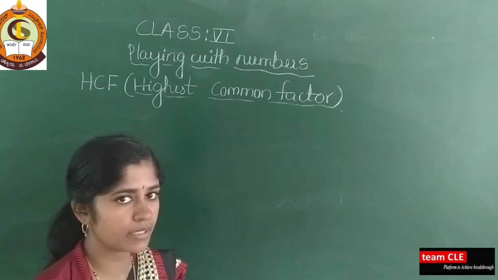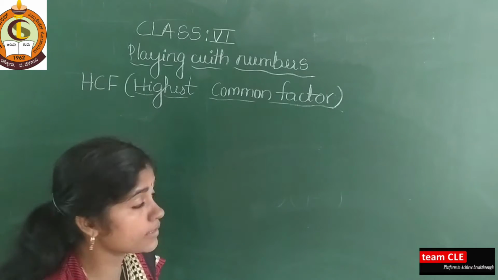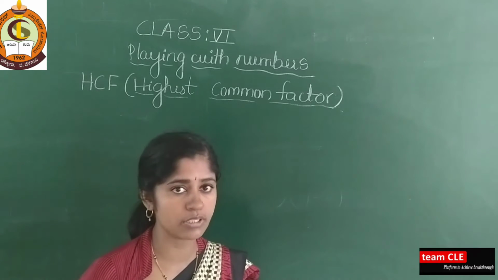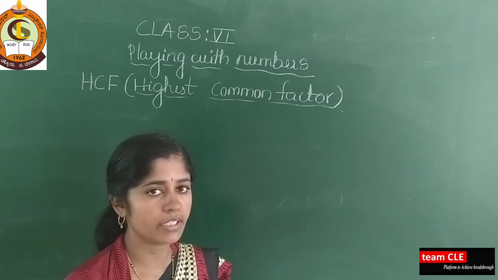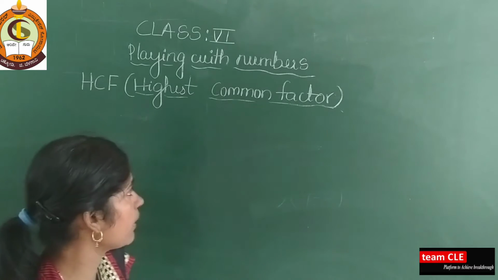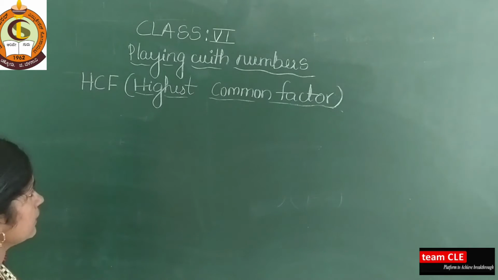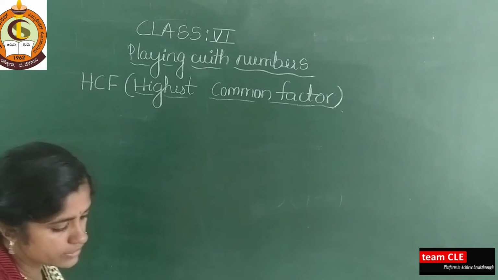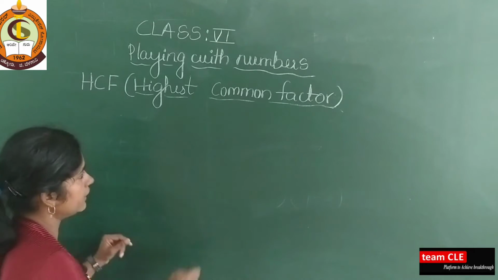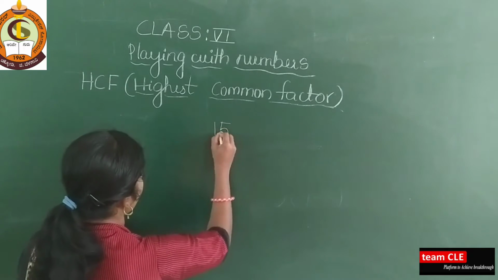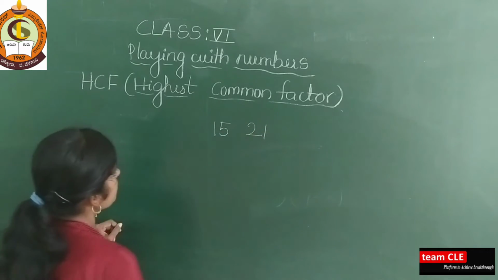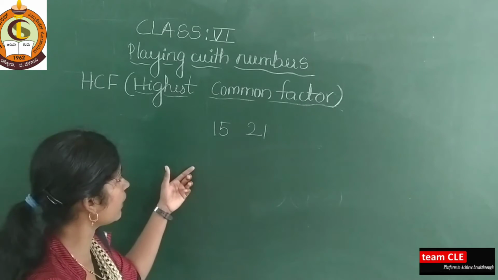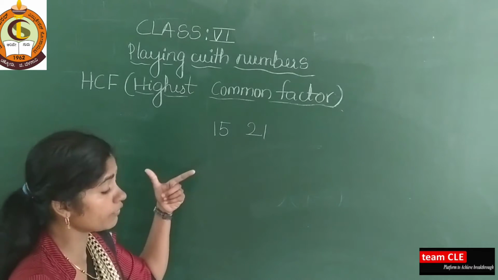Already you know we are learning the second lesson, and that is playing with numbers. In previous videos you learned the divisibility rules, and in today's class we are going to learn about highest common factor. In short form we are calling it HCF. So let us take one example. I will take here 15 and 21. Here two numbers are there. We are going to find its highest common factor.